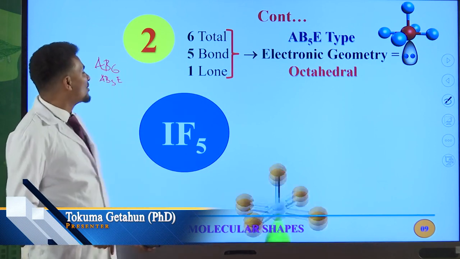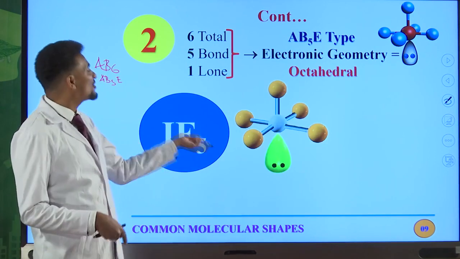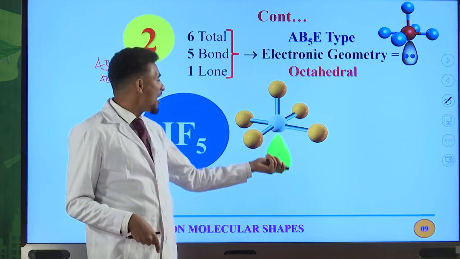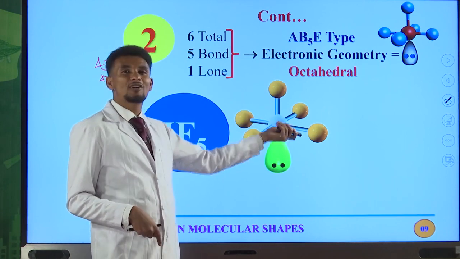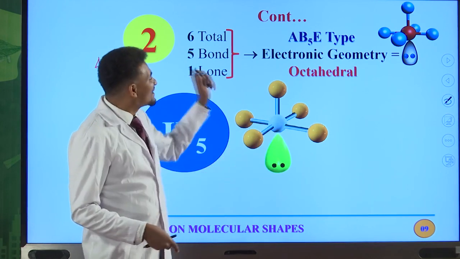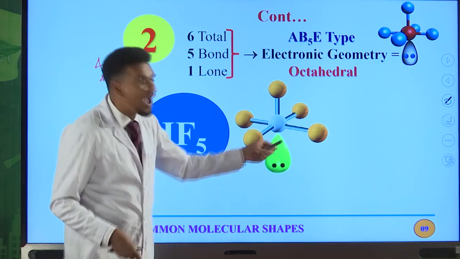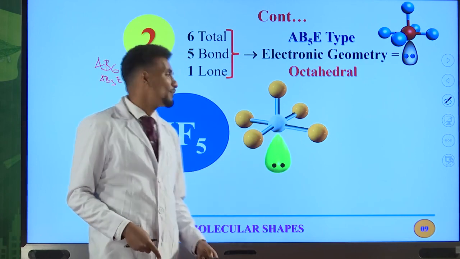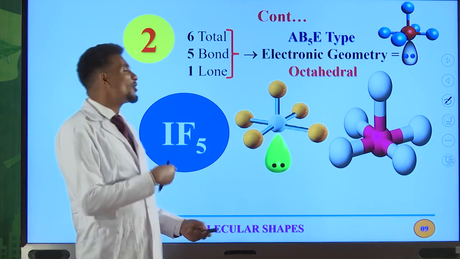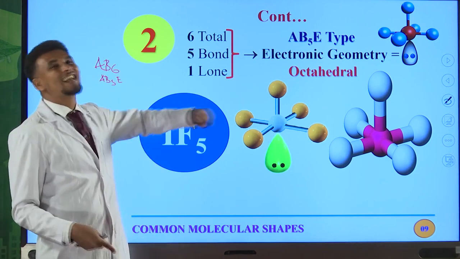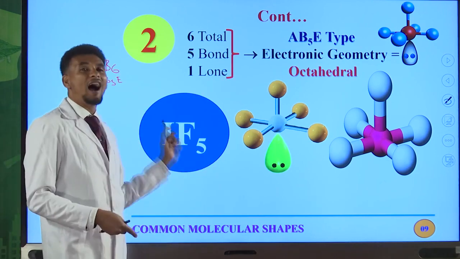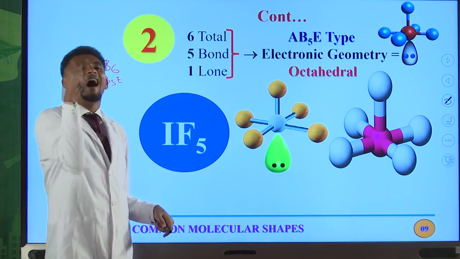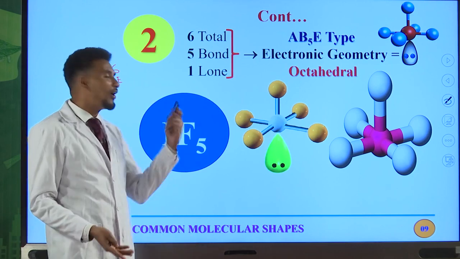So we can draw the Lewis structure for these type of molecules like this. From 6 positions, 1 is a lone pair. We have 5 bonds around the central atom. The molecular geometry for this type of molecule is simply known as square pyramidal. Square pyramidal is the molecular geometry or molecular shape of such type of molecules. One best example is IF5, because we have one lone pair of electrons on the central atom iodine for this molecule.